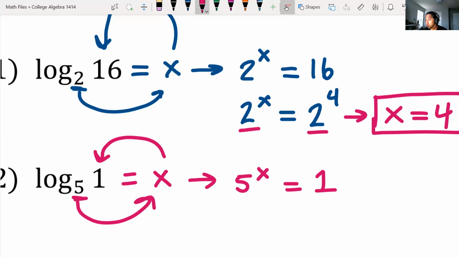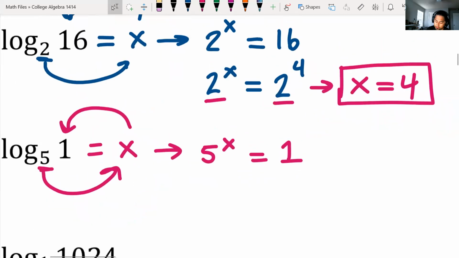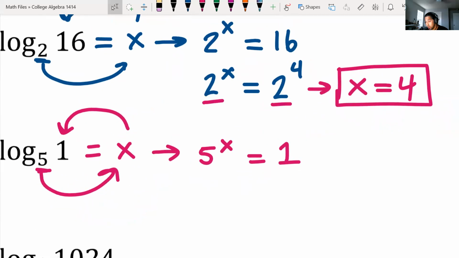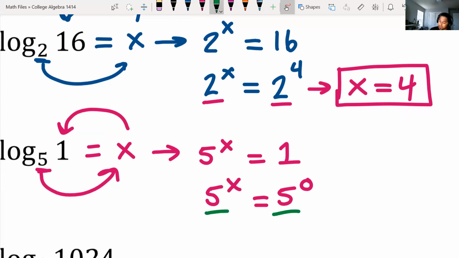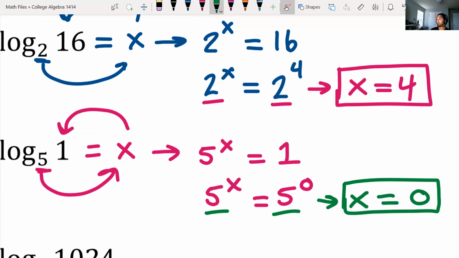Now, how do we solve for x? Well, if 5 to the x equals 1, remember that anything raised to the 0 power is 1. So this means that we can actually rewrite this as 5 to the x equals 5 to the 0th. And now, same base, therefore, x is 0. There you go.